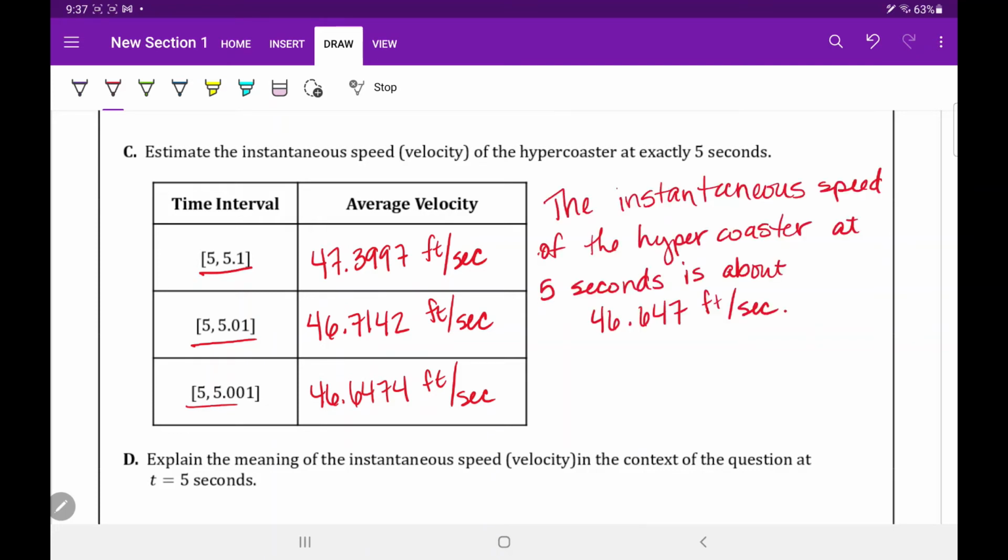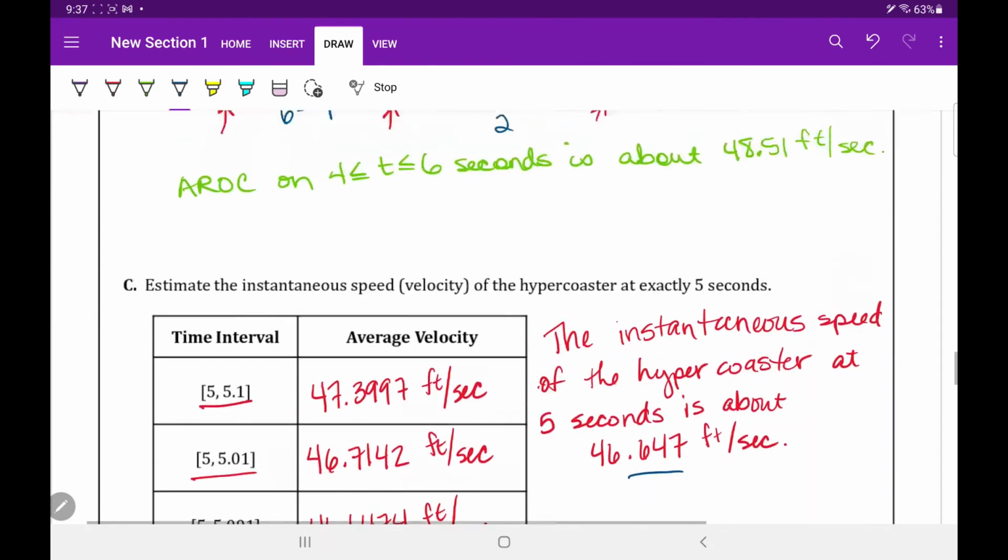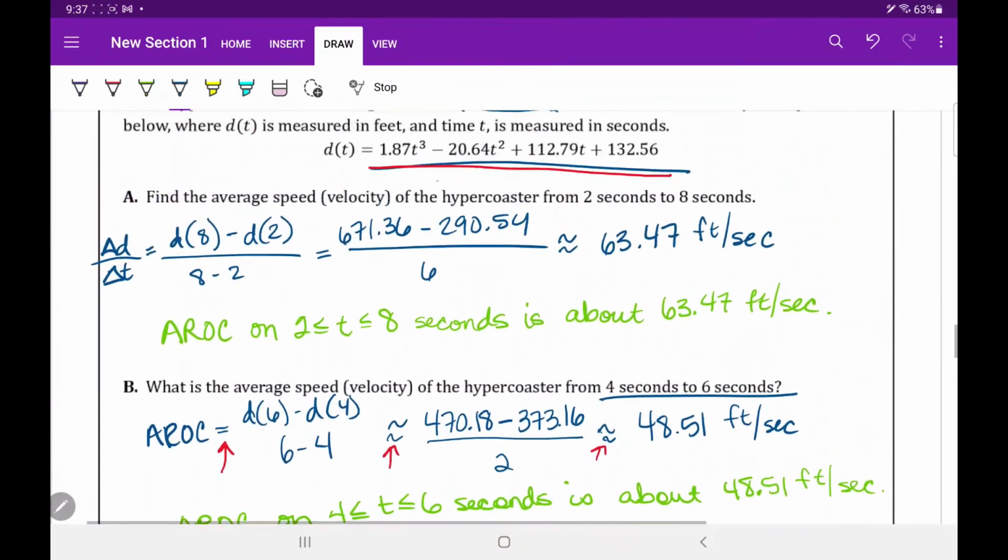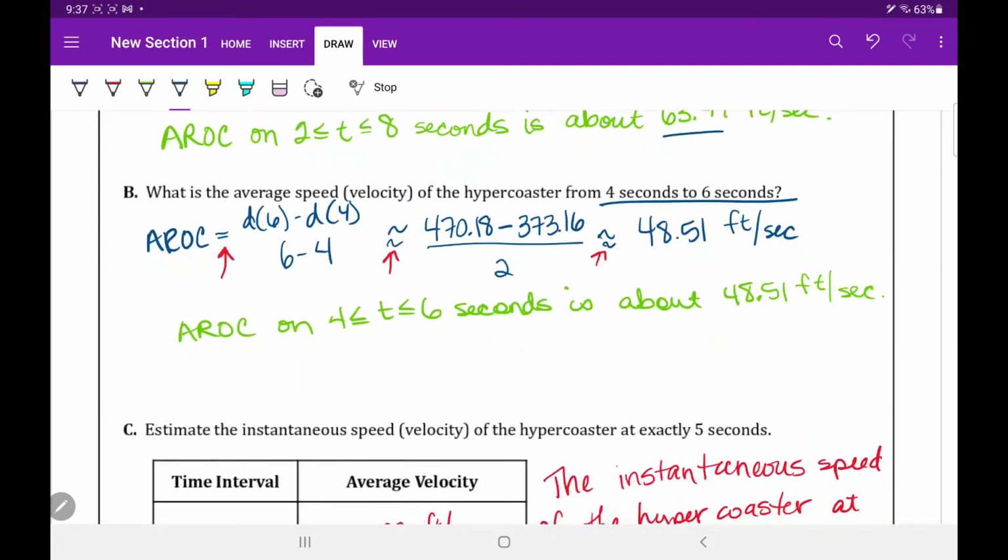Okay, so here's our description. The instantaneous speed of the hypercoaster at 5 seconds is about 46.647 feet per second. Again, final answer having 3 decimal places. So go back up and look. Notice what happened. Here, we had a pretty broad interval from 8 to 2 seconds. That was 63.47. That's pretty fast.